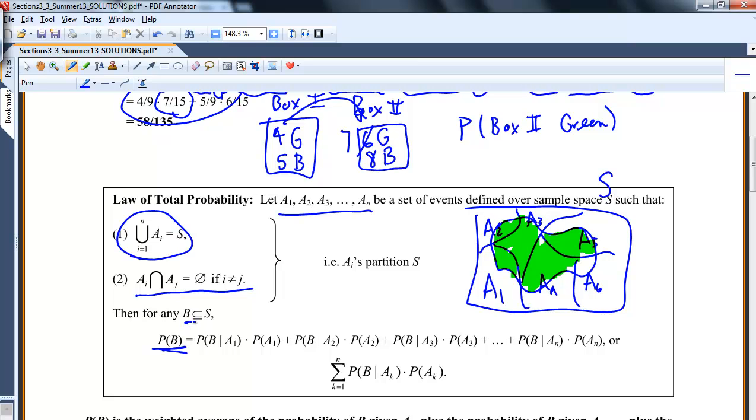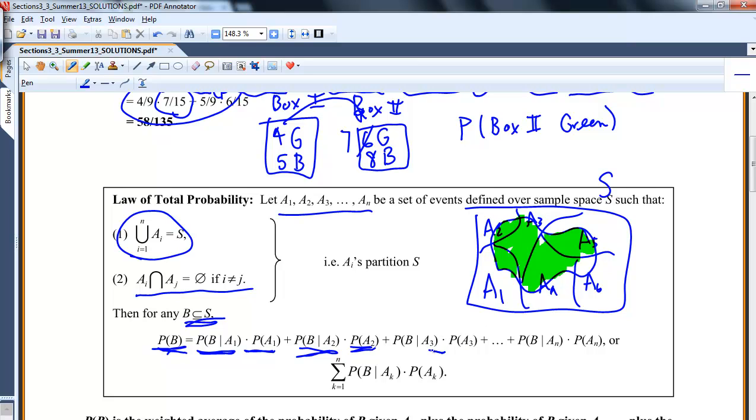So then if you take some event B that goes across your sample space here, the probability of B is the probability B happens given it's in A1 times the probability of A1, plus the probability B happens given it's in A2 times the probability of A2. And again, the probability you're in A2, over here, is small. The probability you're in A1 is bigger. So you're really just taking a weighted average of B happening, conditioning on A.